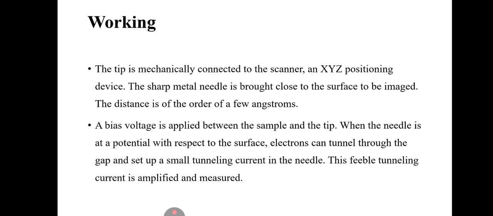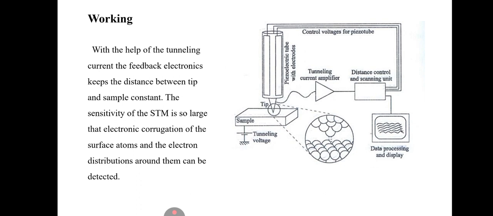Working: the tip is mechanically connected to the scanner and XYZ positioning device. The sharp metal needle is brought close to the surface which is to be imaged. The distance is of the order of a few angstroms. A bias voltage is applied between the sample and the tip. When the needle is at a potential with respect to the surface, electrons can tunnel through the gap and set up a small tunneling current in the needle. This feeble tunneling current is amplified and measured. With the help of the tunneling current, the feedback electronics keeps the distance between the tip and the sample constant.